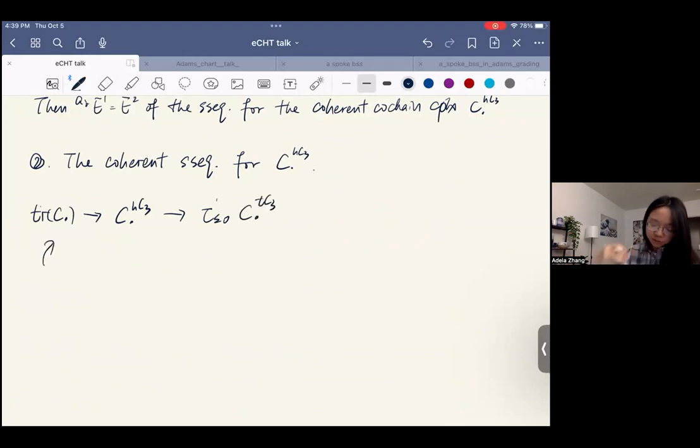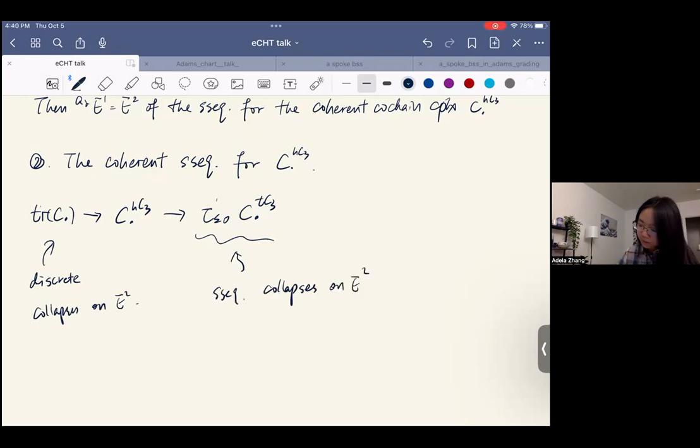And so transfers, these are all discrete. So it's a coherent cochain complex, but actually a discrete coherent cochain complex. So the spectral sequence for this thing actually collapses on E2. On the other hand, this coherent cochain complex also has the spectral sequence collapsing on E2.